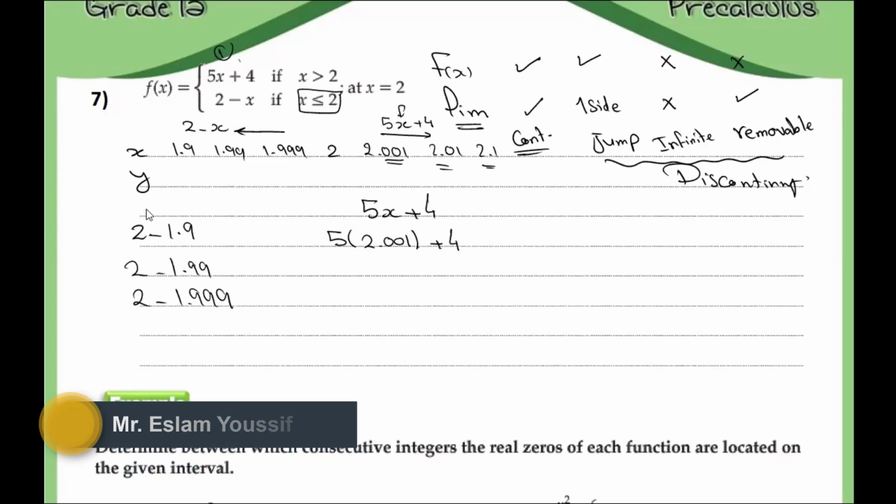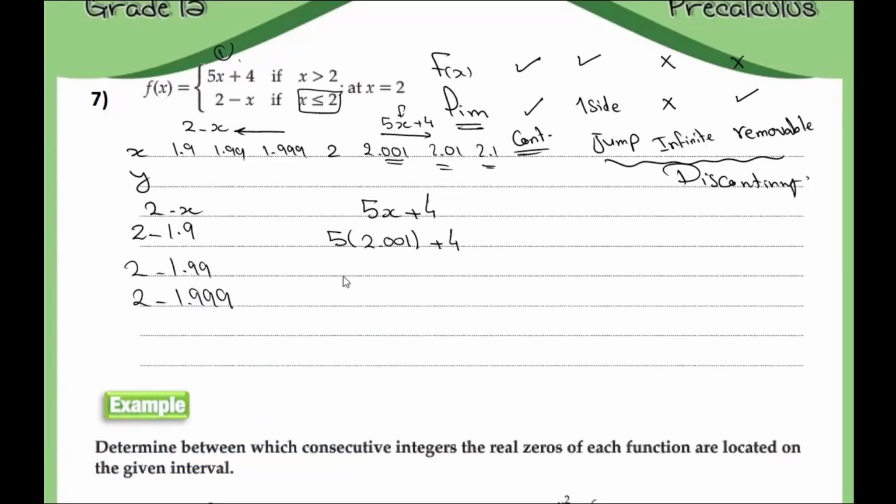Just a minute, Sultan, just 1 minute, to explain only this part. Thanks, Sultan. So 5 times 2.01 plus 4, 5 times 2.1 plus 4. Then find the answer of each one of them. Okay? So for the left side, 0.1. So just solve and send me the answer now.